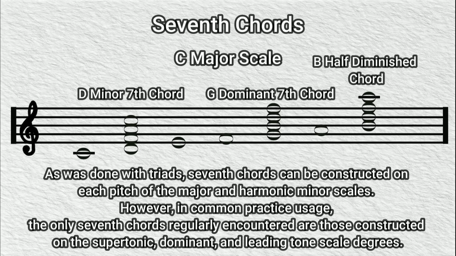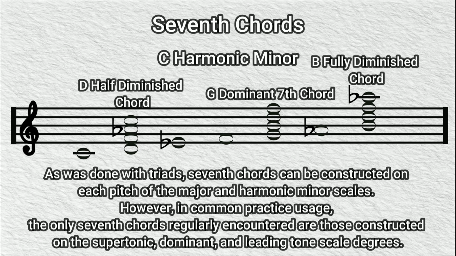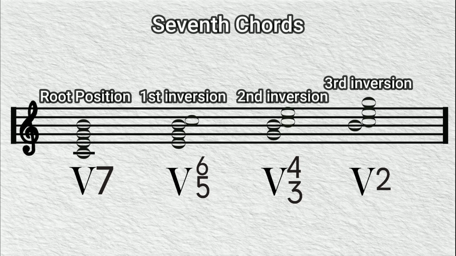The harmonic minor scale works the same way, but would get us different chords. On the supertonic, the added 4th pitch would get us a half diminished chord. On the dominant, we'd get the dominant 7th chord. And on the leading tone, we would get the fully diminished chord. And just like triads, 7th chords can be inverted.